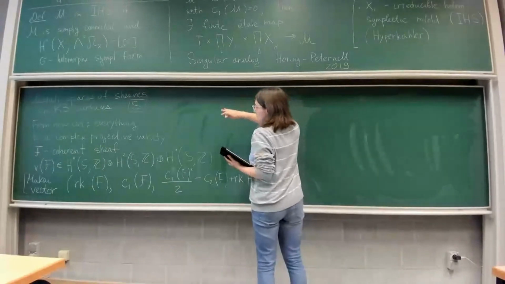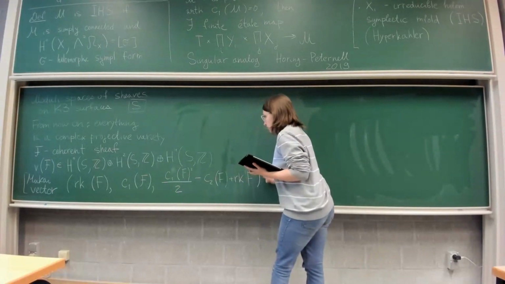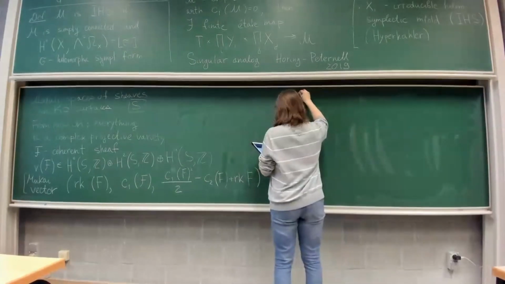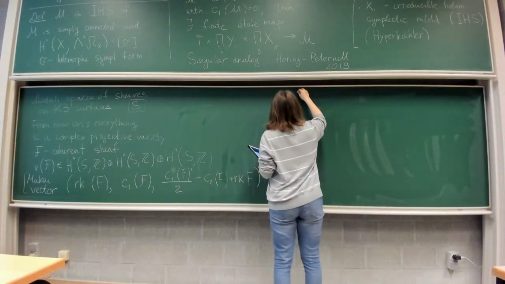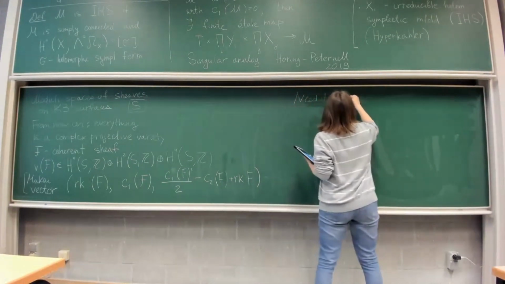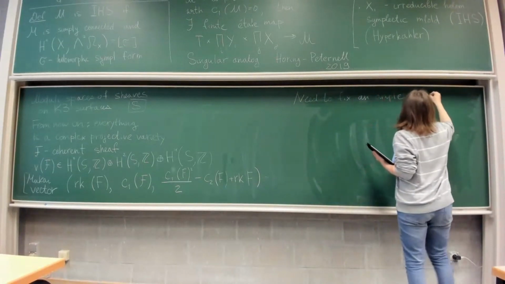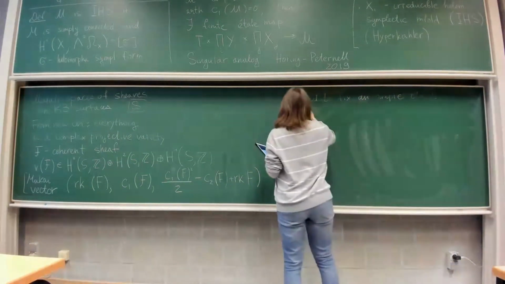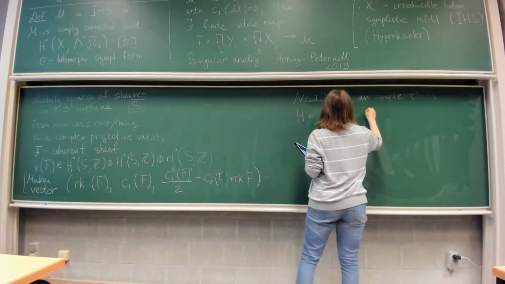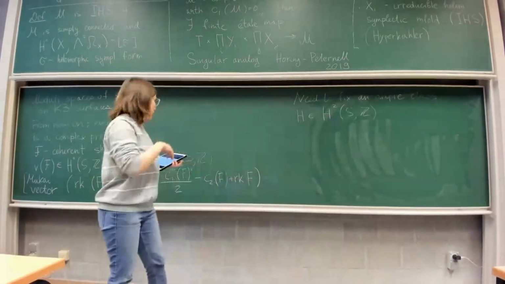So we want to find the moduli space of sheaves with a fixed Mukai vector v(F). We will need to fix another thing to define this moduli space. We also need to fix an ample class H in, so this is the so-called polarization.